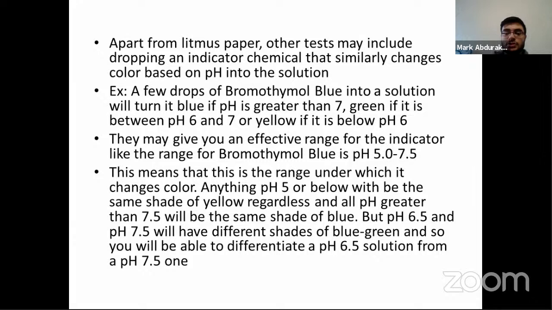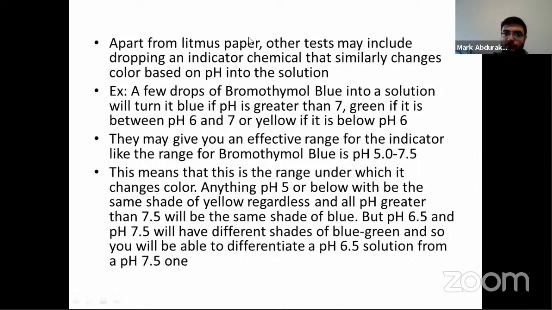And of course, this has shades. So if you do a pH of 6, it'll turn straight yellow. 6.5 may turn yellow-greenish. 7, it'll turn more green. 7.5, green-blue. 8, clear blue. Okay, if that makes sense.